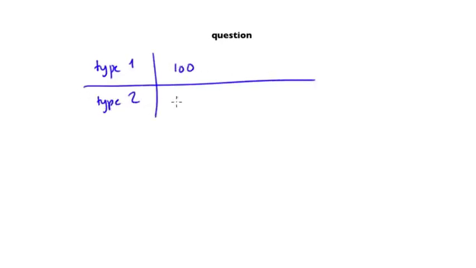This practice problem is designed to get you comfortable in computing the aggregate demand function and also in computing aggregate consumer surplus. So this is what I want you to do. Suppose that you're looking at a market that has two types of consumers, type 1 and type 2. There are 100 of each, and each consumer of type 1 has demand 100 minus P, and each of type 2 has demand 50 minus P.